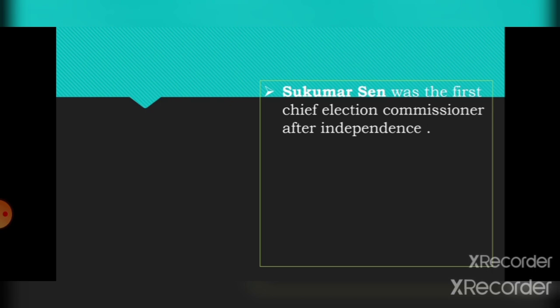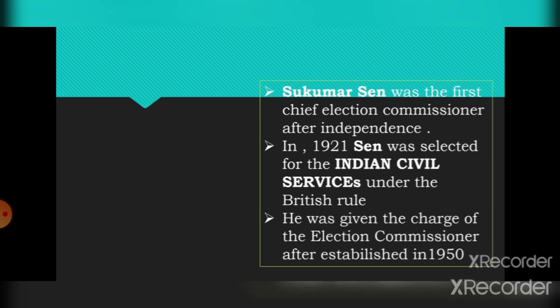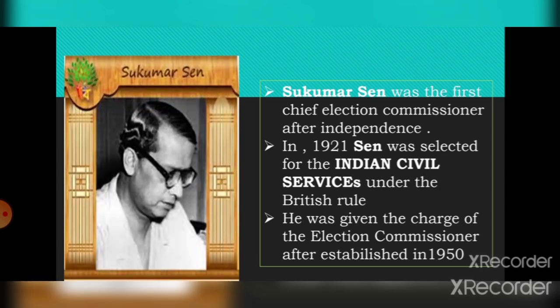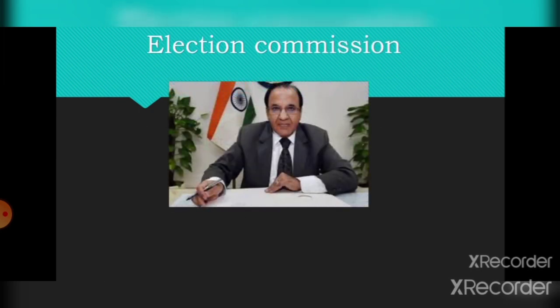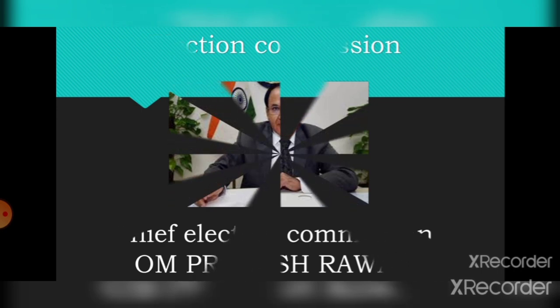Sukumar Sen was the first chief election commissioner after independence. In 1921, Sen was selected for the Indian Civil Service under British rule. He was given the charge of the Election Commission after it was established in 1950. Chief Election Commissioner Om Prakash Rawat.